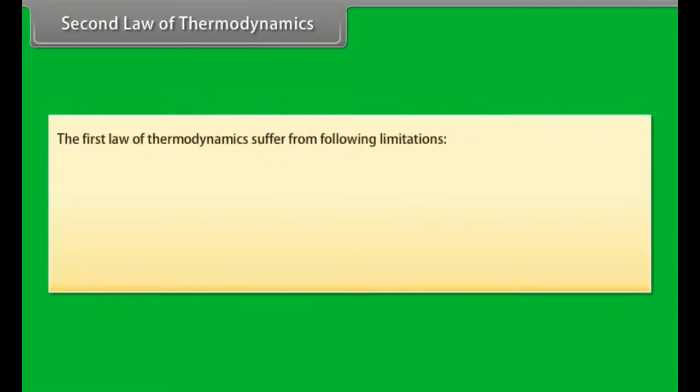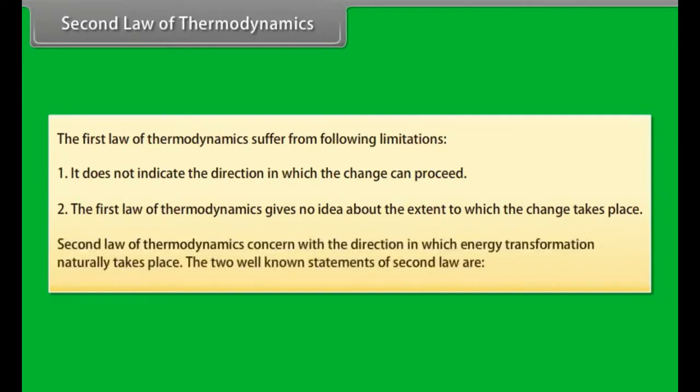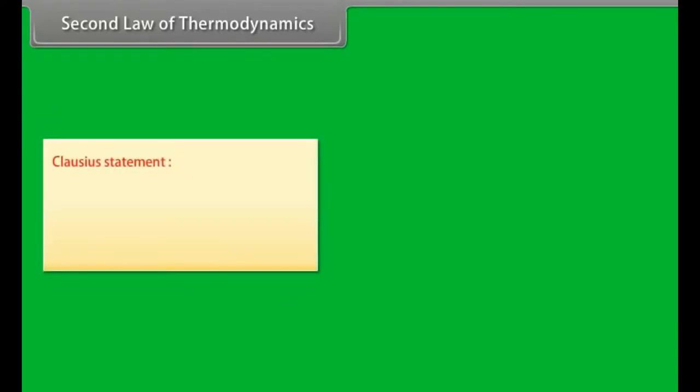Second law of thermodynamics. The first law of thermodynamics suffers from the following limitations. Number 1. It does not indicate the temperature at which change can proceed. Number 2. The first law of thermodynamics gives no idea about the extent to which the changes take place. The second law of thermodynamics concerns the direction in which energy transformation naturally takes place. The two well-known statements of the second law are: Clausius statement.